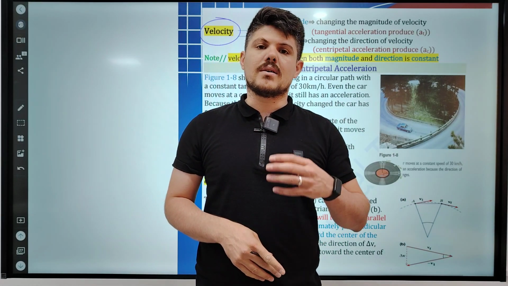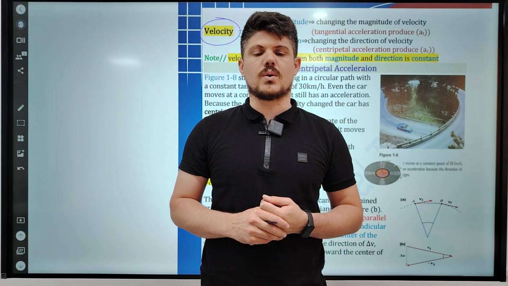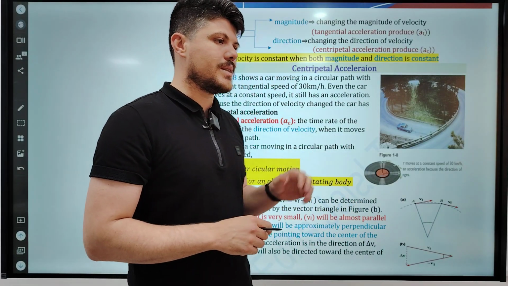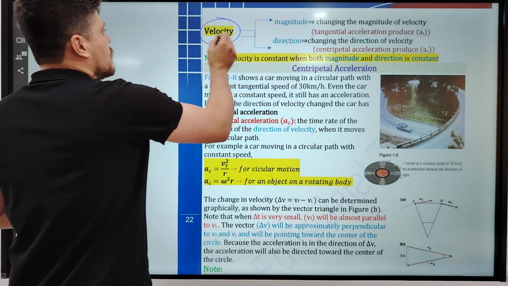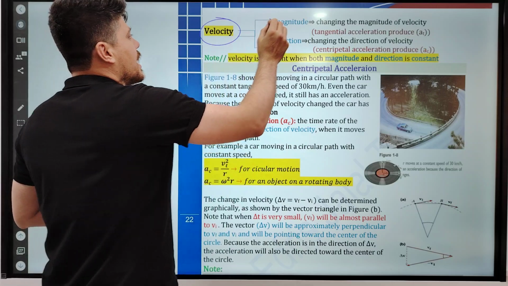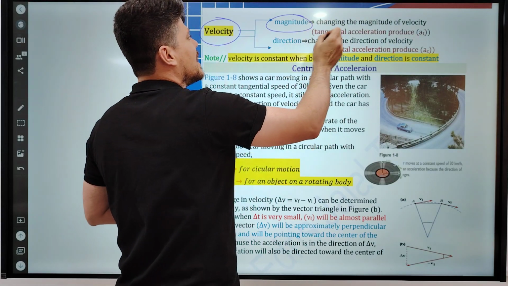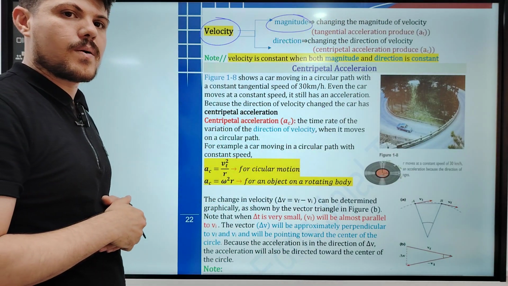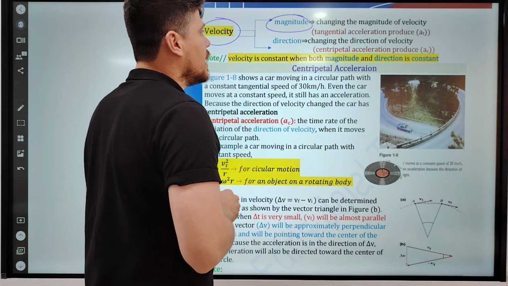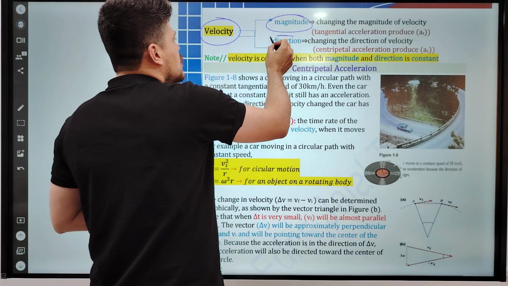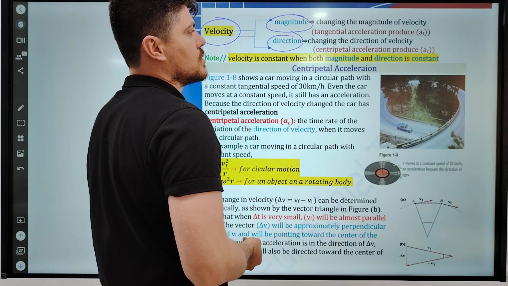We have acceleration too. We have many vector physical quantities, and all vector quantities have both direction and magnitude. Velocity has both magnitude and direction. By changing the magnitude of the velocity, the tangential acceleration is produced. So by changing the direction of the object in a circular path, the centripetal acceleration is produced.